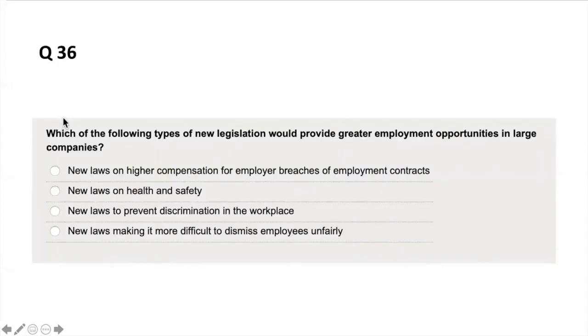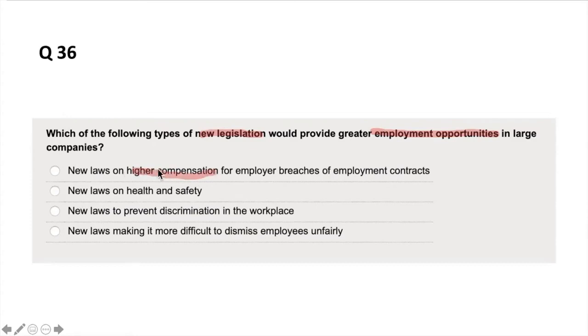Question number 36. Which of the following types of new legislation would provide greater employment opportunities? So we want to have more employment opportunities in large companies. First of all, new laws on higher compensation from employer breaches of employment contracts. This would provide more costs, I would say, for a company.